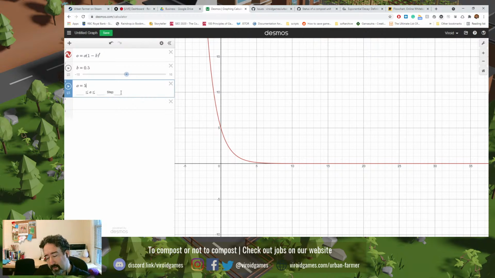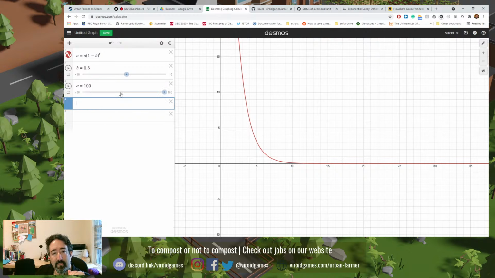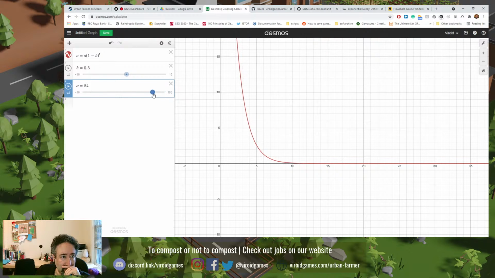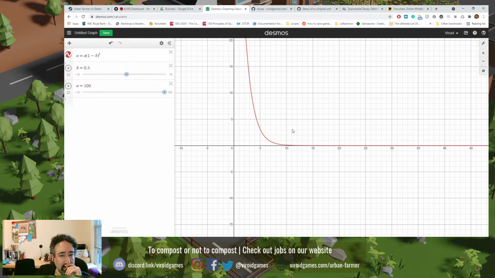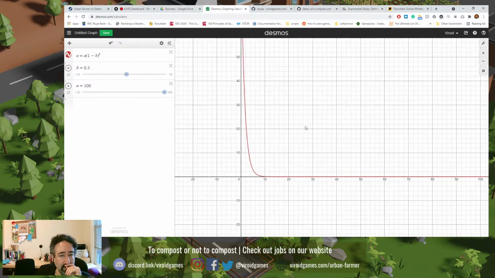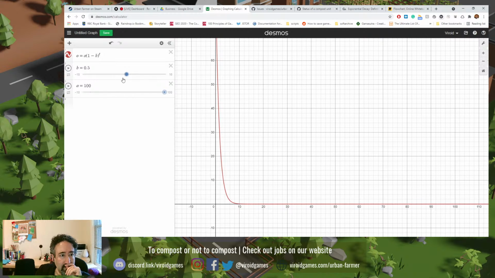And let's pretend that oxygen level is actually done in percentage. It's 100% oxygenated. Okay, I think the step is already 100. So again we now have to adjust B so that around 72 hours.